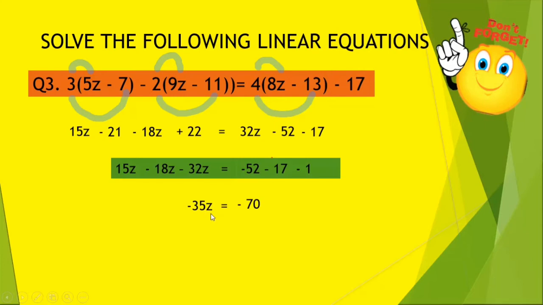Now we want to isolate this z, so we will be dividing by 35, minus 35 on both sides. So z gets isolated, and here we get minus 70 upon minus 35. Dividing a negative integer by a negative, we get a positive. 35 2s are 70. That is how we get the value of z as 2. So what did we do here? So let us once again recap whatever we have done. So here we go.